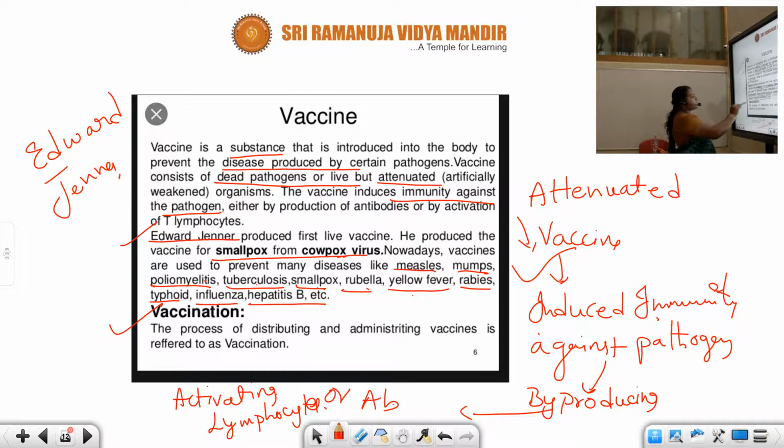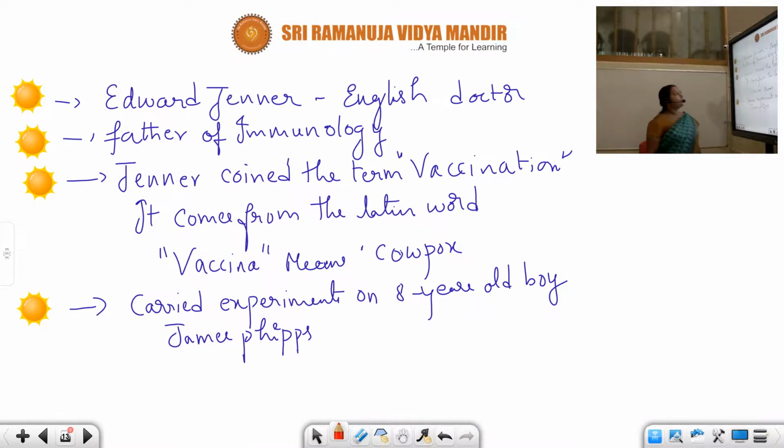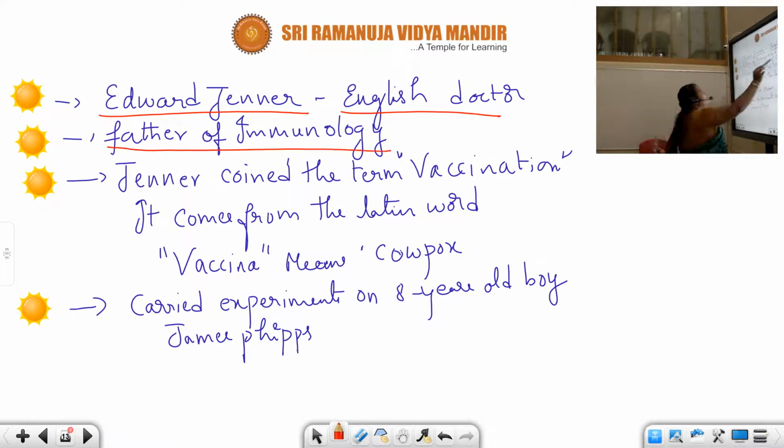Now here let us study the process of vaccination. The process of distributing and administering the vaccine is referred to as vaccination. The process of giving or injecting a vaccine to a particular child or an adult human is known as vaccination. Now let us see a few more details about vaccination. For the first time, this vaccine was discovered by Mr. Edward Jenner. He is an English doctor, and he is well known as the father of immunology.